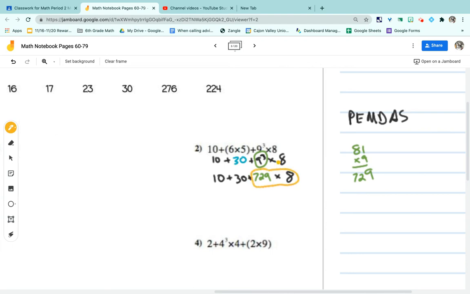And this is going to end up being a really big number, I can tell, but I'm going to do this on the side. There we go. 8 times 9, 72. Carry the 7. 2 times 8 is 16, plus 7, 23. And 7 times 8 is 56, plus 2, which is 58. Okay, so this should be 5,832. And I'm going to add the 10 plus the 30 on there.